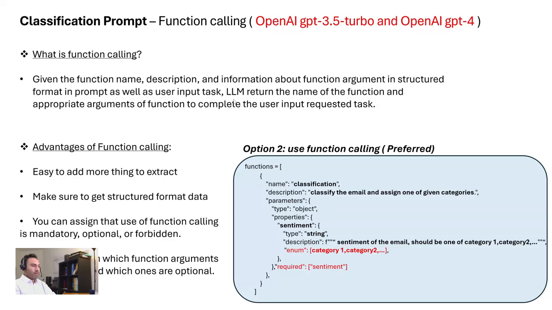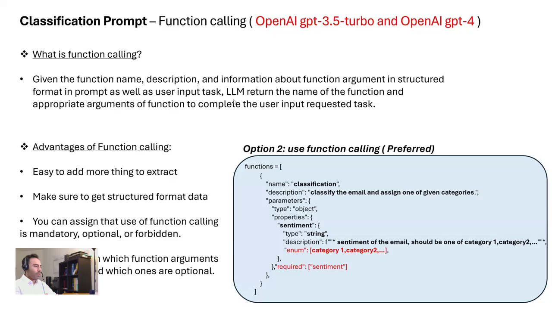And function calling gives you structured output. One of the advantages of using function calling is that you are sure that you get structured output from the LLM. Of course, you cannot always be 100% sure about the output of the LLM because it's probabilistic. But the OpenAI GPT model has been trained for function calling to return the structured output, including the names of the function to be used, and the arguments of the function to be used.